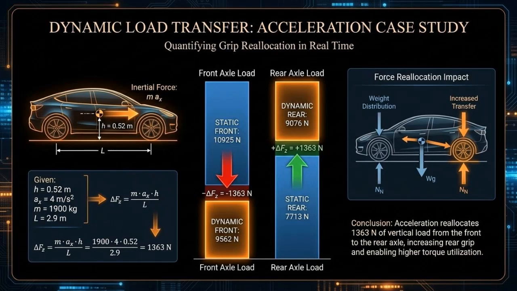Now consider the vehicle accelerating at 4 meters per second squared with a center of gravity height of 0.52 meters. Using delta Fz equals max h over L, the load transfer is 1,363 newtons. This increases the rear axle load to 9,076 newtons and reduces the front axle load to 9,562 newtons. This result shows how acceleration instantly reallocates tire grip, directly shaping traction and vehicle response in real time.